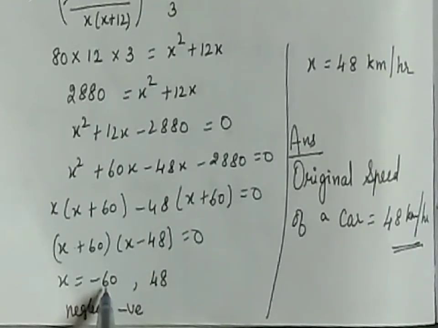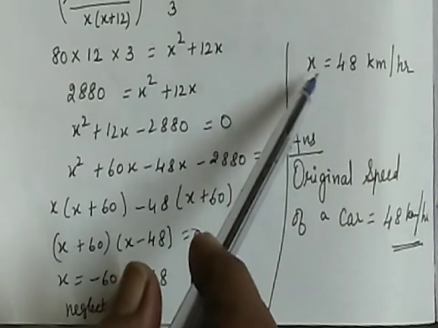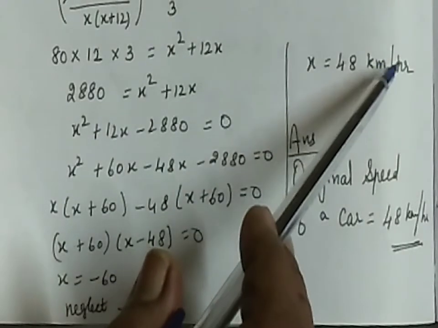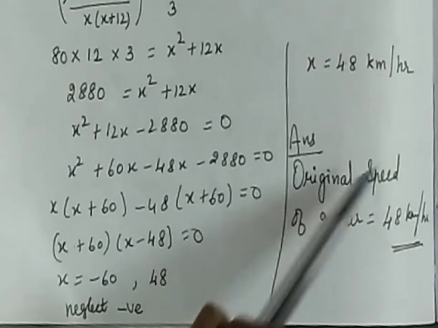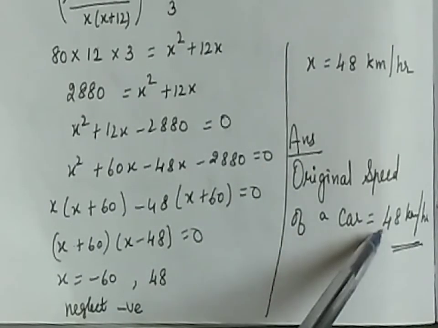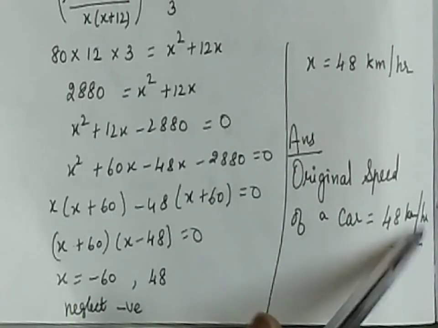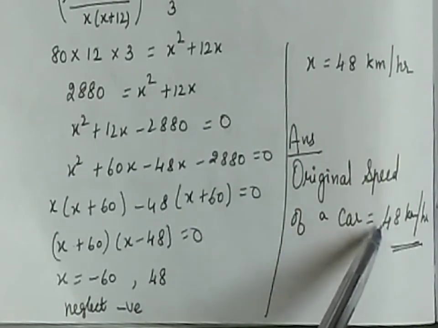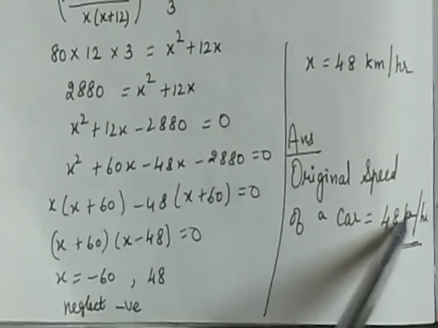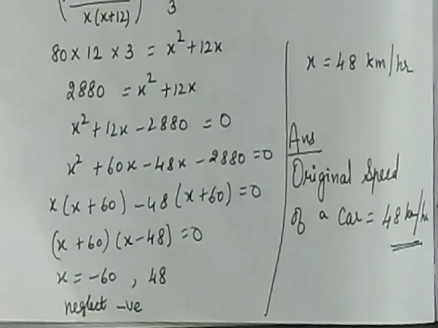x is equal to minus 60 and 48. Leave the negative one. Take the positive. What is the x? 48 km per hour. Answer: original speed of the car is 48 km per hour. Clear?